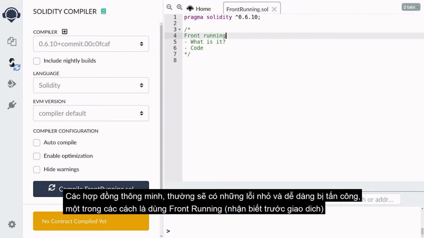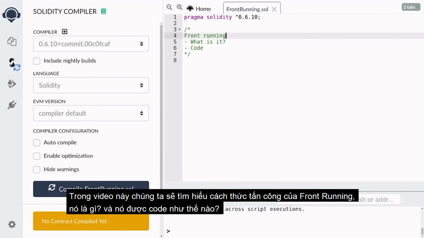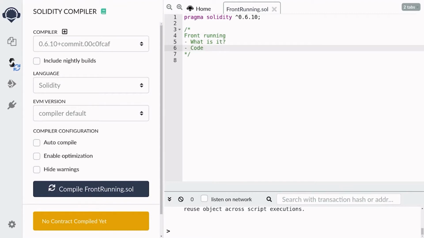Your smart contract can have 0 bugs and it can still be vulnerable to other attacks. One of these attacks is called front running. So in this video, we're going to be looking at front running. I'll explain what it is, and then we'll take a look at a code that is vulnerable to front running.